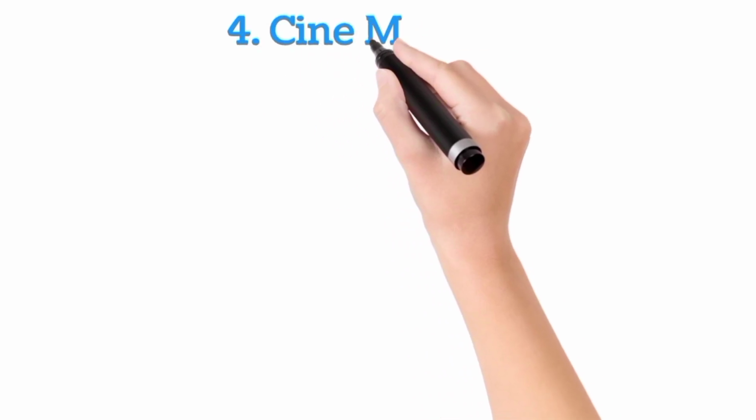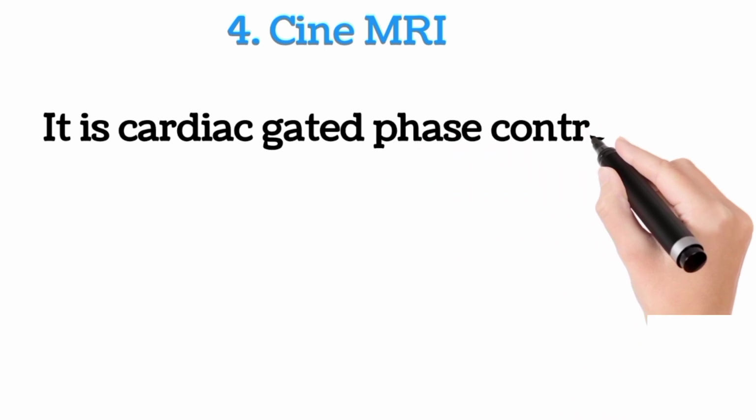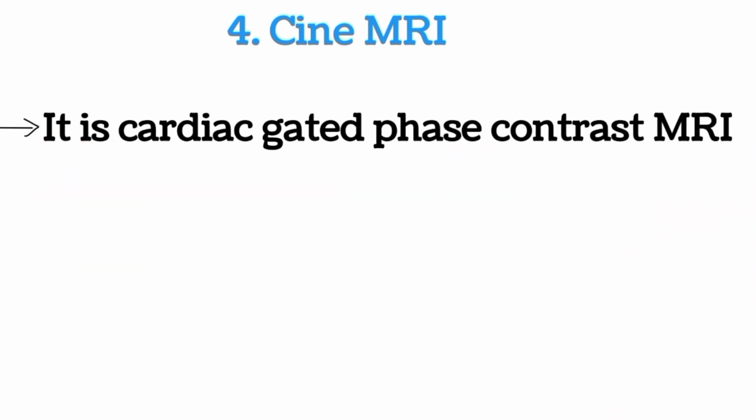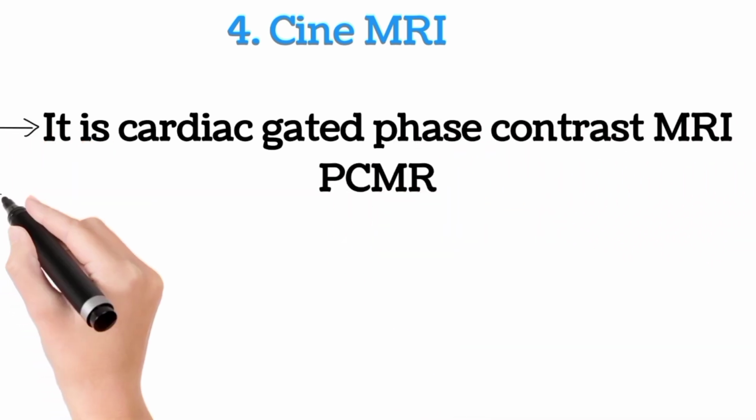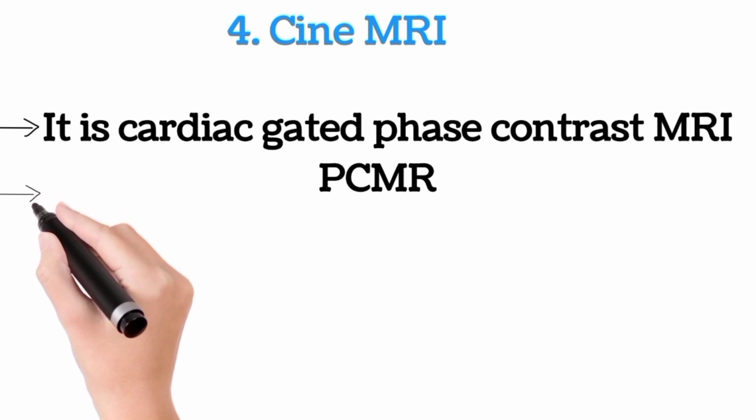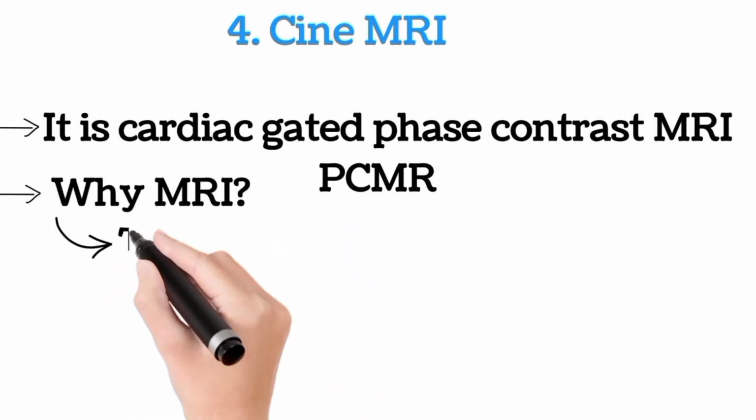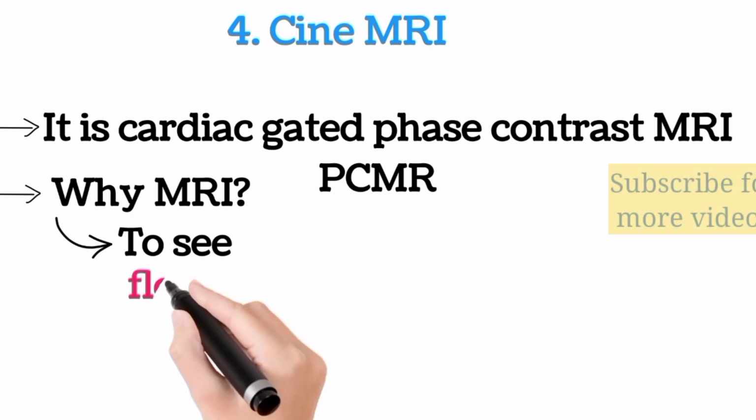The next investigation if we are planning a surgery is Cine MRI for CSF flow. If we talk more specifically, it is cardiac gated phase contrast Cine MRI and it is called PCMR. So we have to justify why we are advising this investigation. The answer is we have to see the flow dynamics.